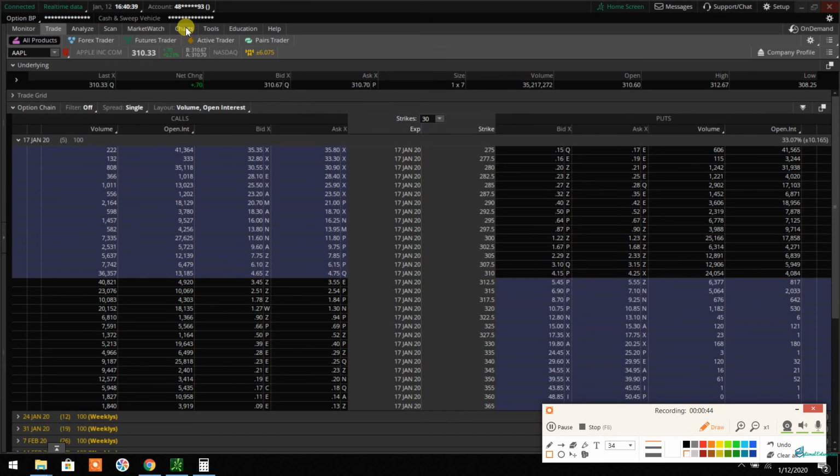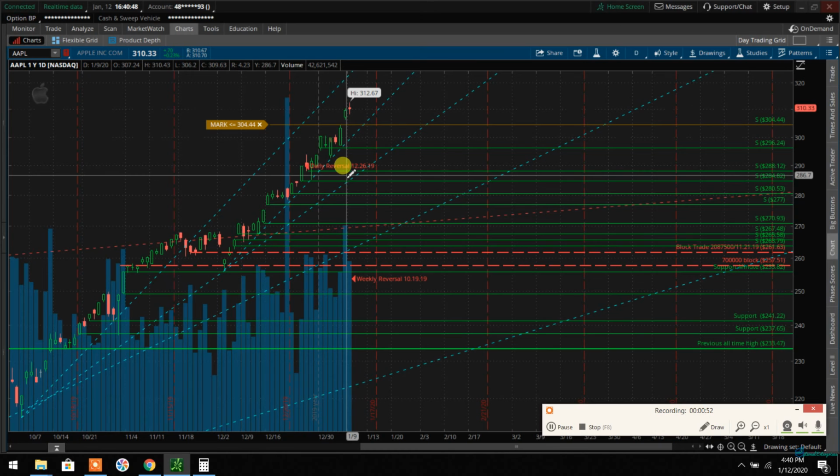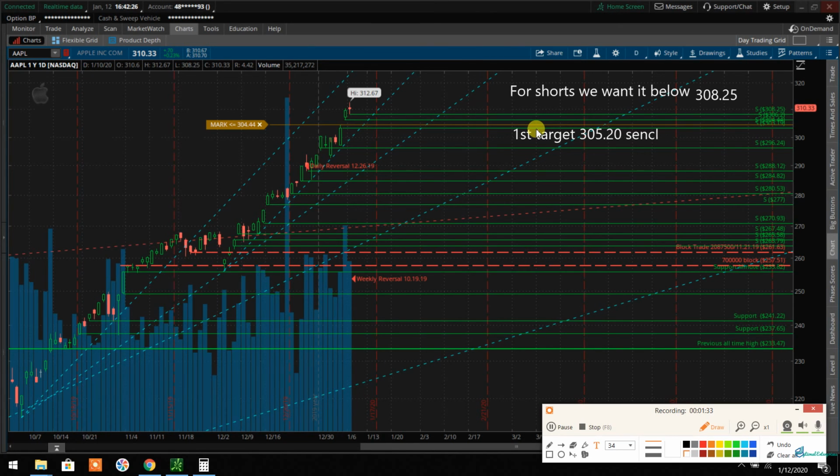So Apple's real simple. You want to trade with the market, you want to be watching your major indices, but Apple is triggered for a reversal to the downside. So, for shorts, we want it below 308.25. First target 306.20. Second target 304.44. For longs, we want 308.25 to hold.